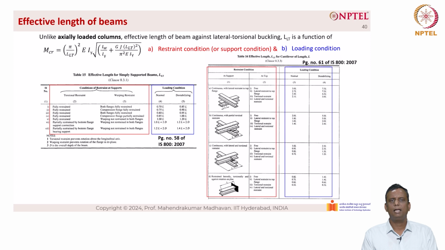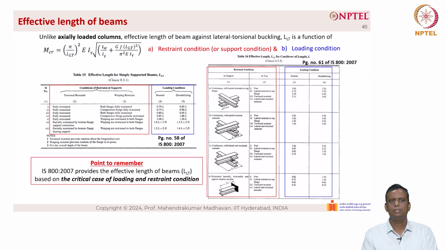So the ones that are highlighted in red color are the restraints at the supports, and the ones that are highlighted in blue color are the loading conditions. The point to remember is that IS 800-2007 provides the effective length of beams L sub LT based on the critical case of loading and restraint conditions.